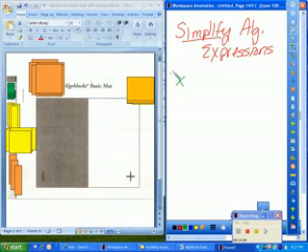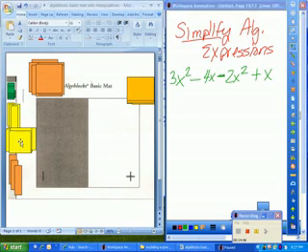So now let's try another one that's a little bit complicated. 3x squared minus 4x minus 2x squared plus x. So let's decide how we're going to model it.